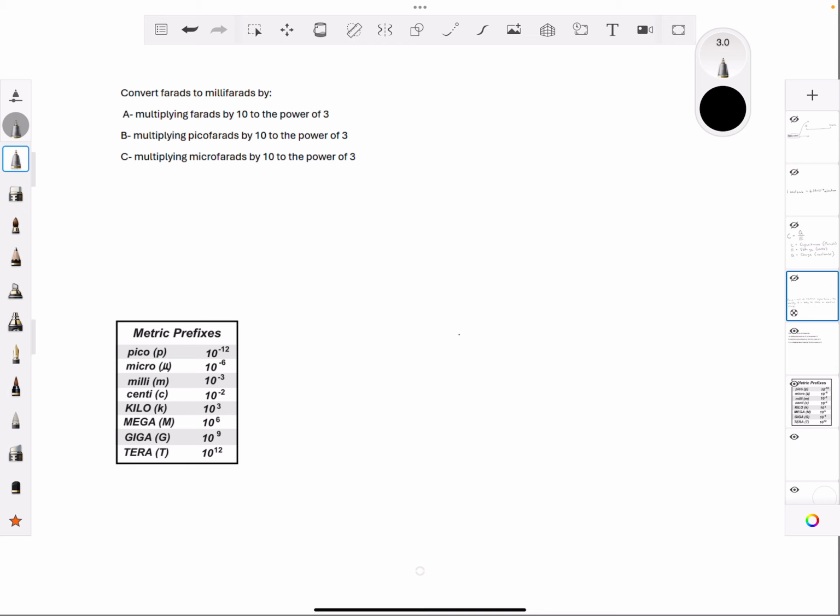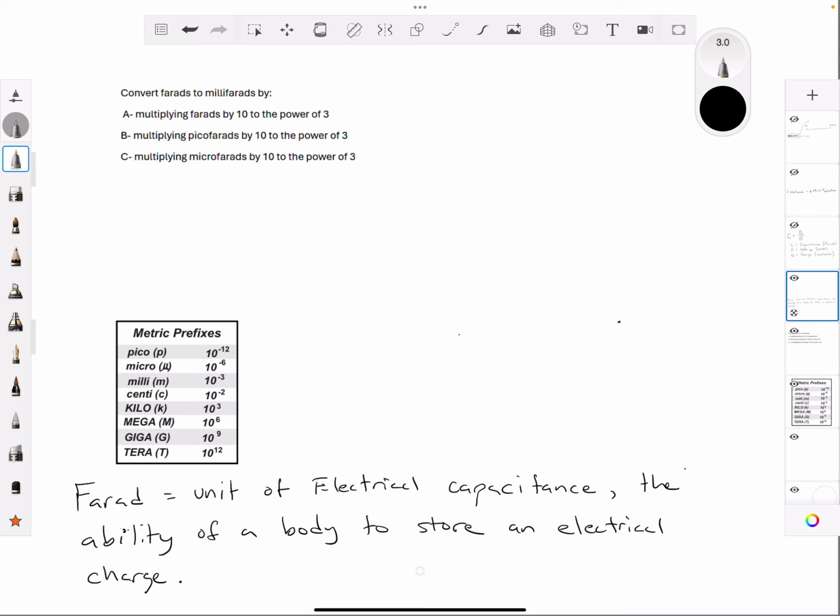So with this problem, what we have is a farad. We haven't talked about it yet, but a farad is a unit of electrical capacitance. It's the ability of a body to store an electrical charge.